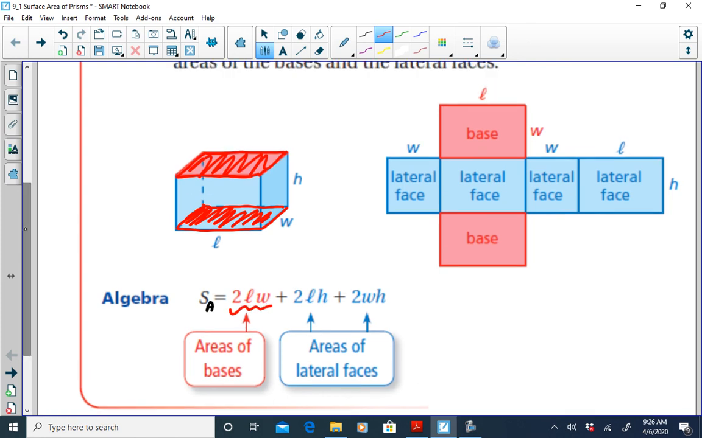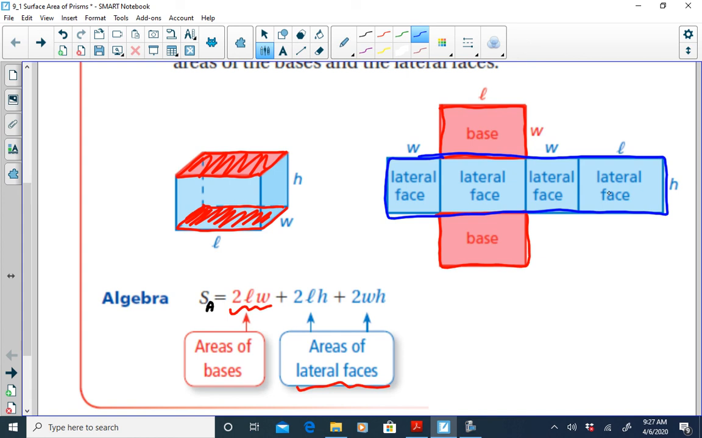If we look at the net of the figure, these are your two bases of the net, this face here and this face here. Now the second part of the formula talks about the lateral area. Lateral area is defined as the area that does not include the bases. So we have the two bases here. Your lateral area then is this area here, which I'm outlining in blue. Your lateral area is the area that does not include your bases.